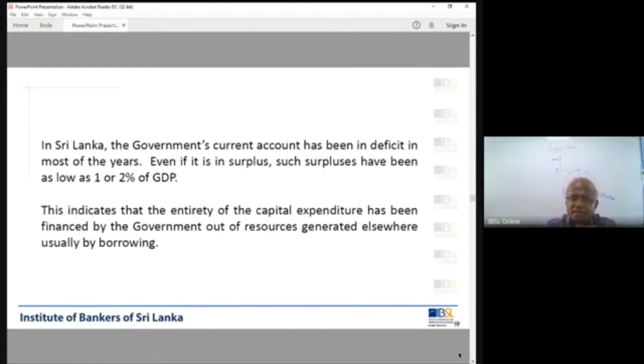In Sri Lanka, the government's current account has been in deficit in most of the years. Even if it is in surplus, such surpluses have been as low as 1 or 2% of GDP. Current account means government savings. Government savings: revenue minus current expenditure. If revenue minus total expenditure, that is the budget deficit. This indicates that the entirety of the capital expenditure has been financed out of resources generated elsewhere, by borrowings. That is the unfortunate thing.